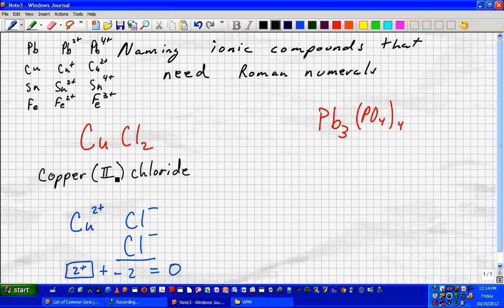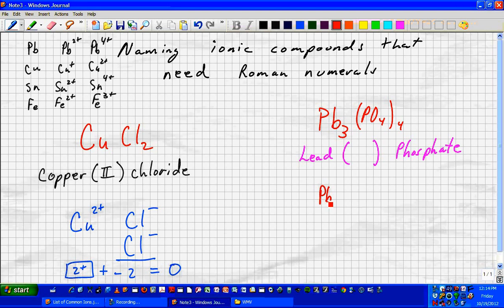Let's try a little more complicated example. In this case, I've got lead and phosphate. So I've got lead. Again, I don't know whether this is lead 2 or lead 4, so I'm going to leave my Roman numeral area blank. And then I've got phosphate. And again, I'm kind of doing the reverse of the activity that we did in class. I'm going to put down the cards. In other words, I'm going to write down my ions.